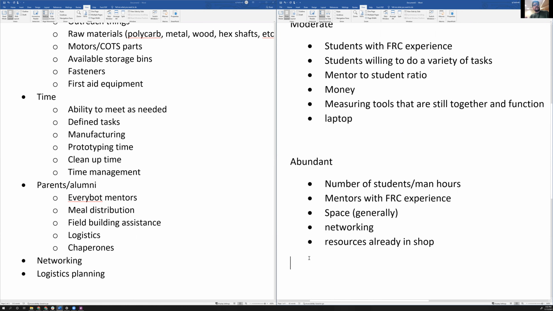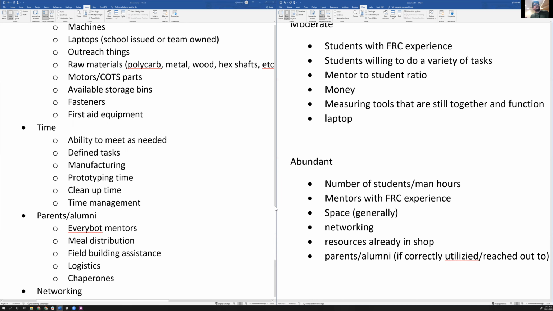I think it's pretty abundant, but it's just a matter of utilizing it and reaching out. Okay. All right, so I think that covers everything.